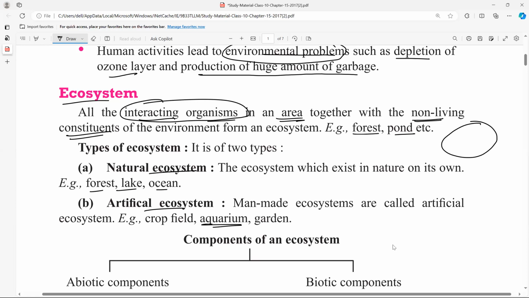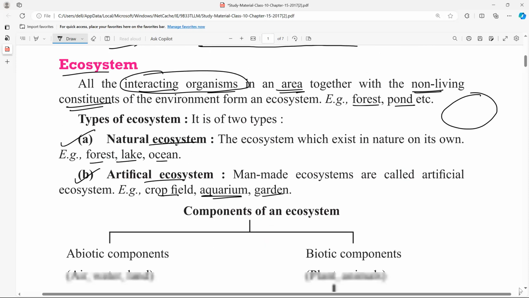Here we have natural ecosystem and artificial ecosystem. So natural ecosystem is generally, you see, like forests, ocean, lakes, and artificial ecosystem is what we are just creating, like a garden. We just create a crop field. So this is an artificial ecosystem. Now, what are the components of ecosystems?